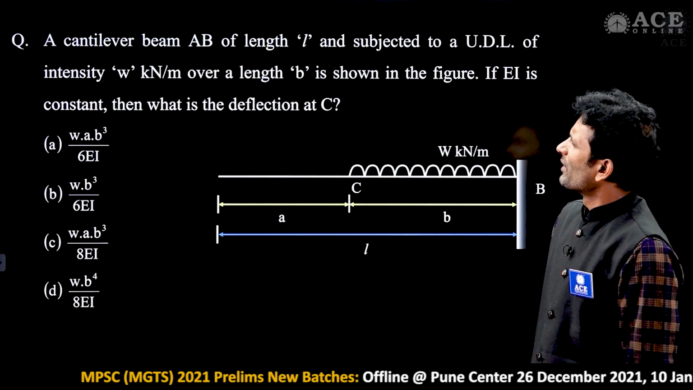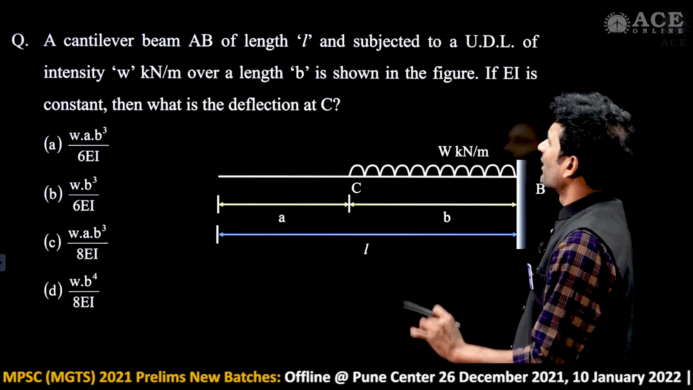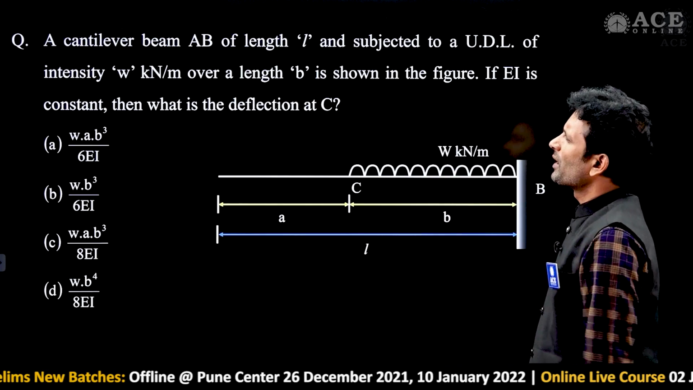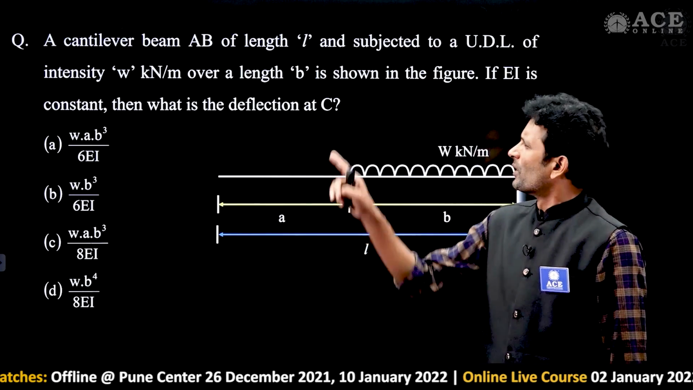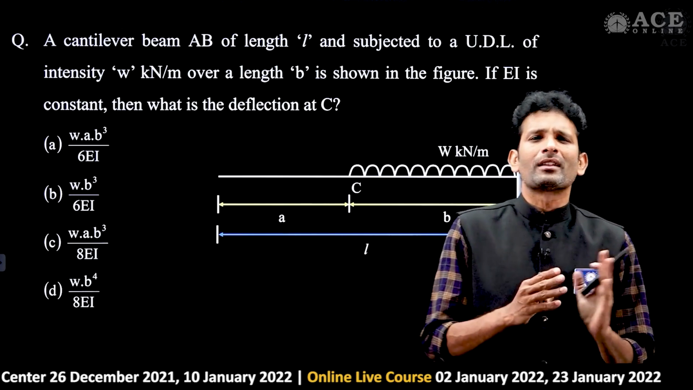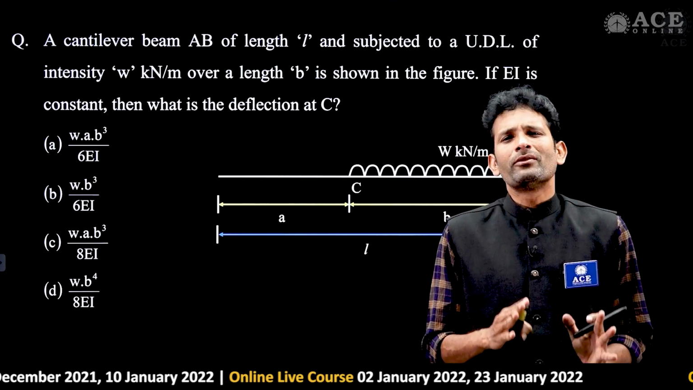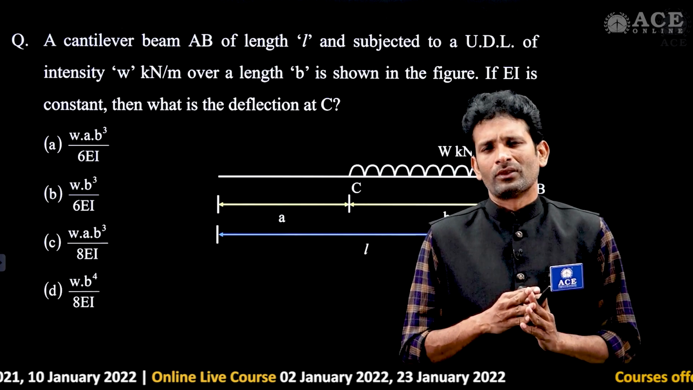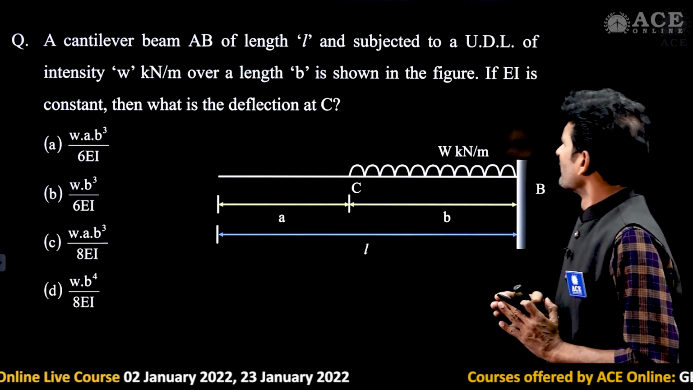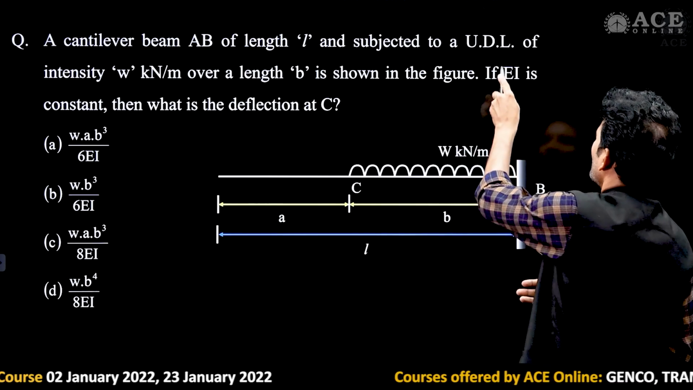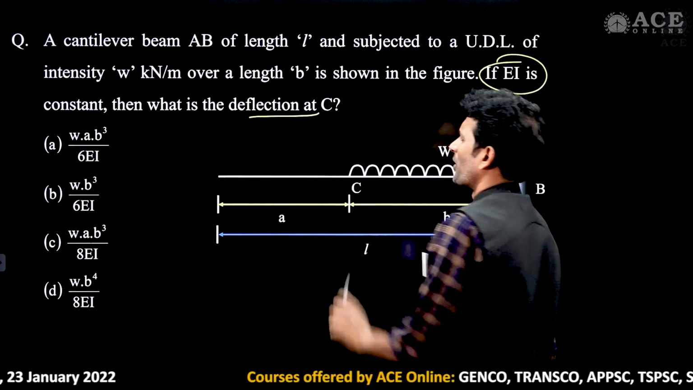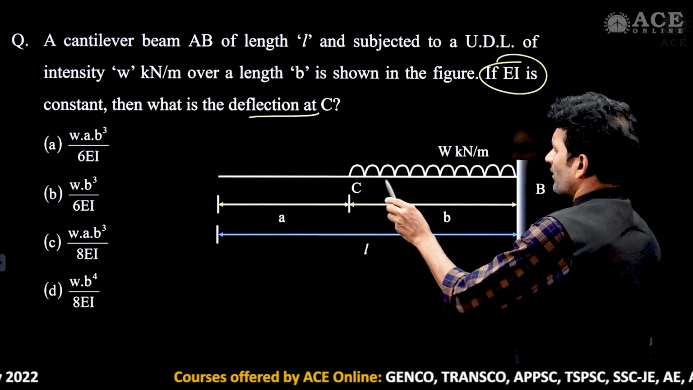Now, a cantilever beam AB of length L is subjected to UDL of intensity omega kilonewton per meter over a length of B as shown in the figure. That means the given beam is a cantilever beam. On this beam, we are observing partial UDL. UDL is not spreading over the entire length. If EI is constant, flexural rigidity is constant, what is the deflection at point C? We require the deflection at point C.